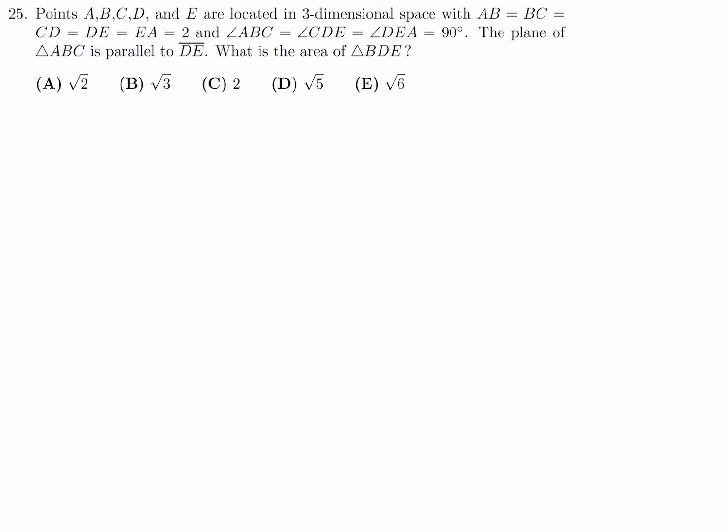Points A, B, C, D, and E are located in three-dimensional space with AB equal to BC, equal to CD, equal to DE, equal to EA, equal to 2. Angles ABC, CDE, and DEA are equal to 90 degrees. The plane of ABC is parallel to DE. What is the area of triangle BDE?